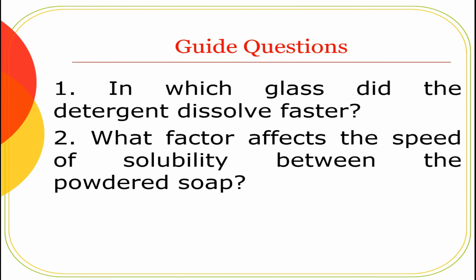Answer the following guide questions in your notebook. Number 1. In which glass did the detergent dissolve faster? Number 2. What factor affects the speed of solubility between the detergent bar and the powdered soap?